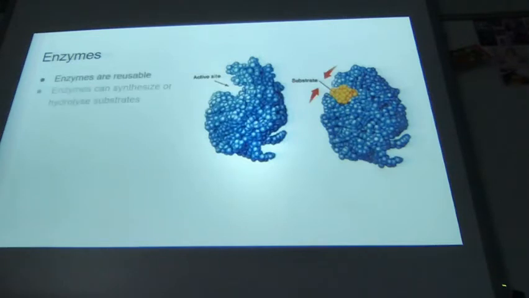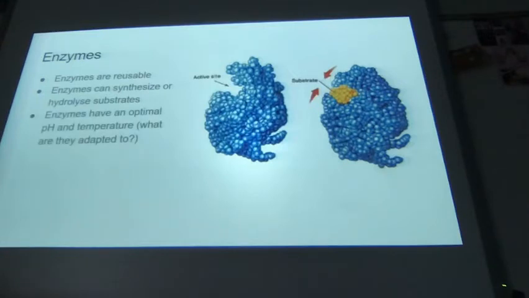They're reusable. They can synthesize or hydrolyze. Ooh, hydrolyze. What does hydrolyze mean? Lyse. What does lyse mean? Take apart. I don't know what the hydro's doing in there, but anyway. They can hydrolyze. They can break things apart. They can synthesize things. They have an optimal pH and temperature, whatever they're adapted to.